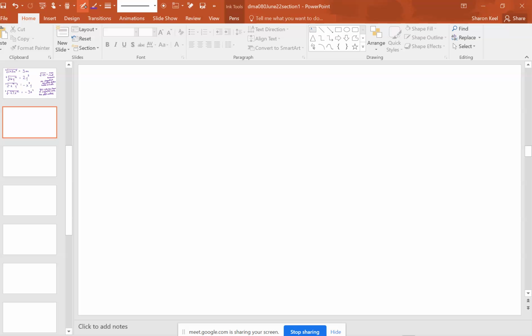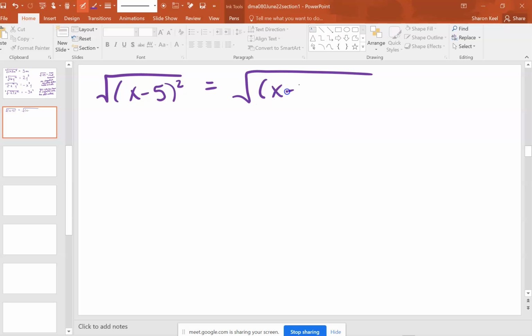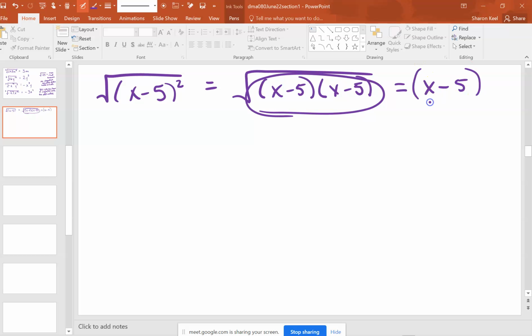Okay, let's continue with a couple more. Let's say we have the square root of x minus 5 squared. If you're given something such as this, what it means is you have x minus 5 two times. Squared means twice. Since you have a pair of the same, it's going to come out from under the radical, and it's now just an x minus 5.